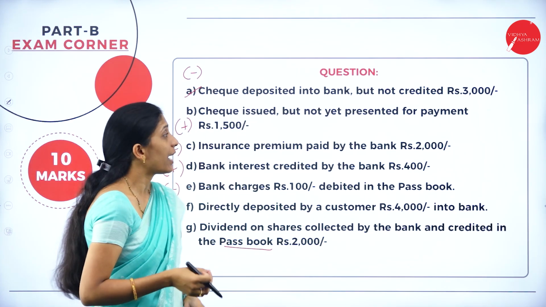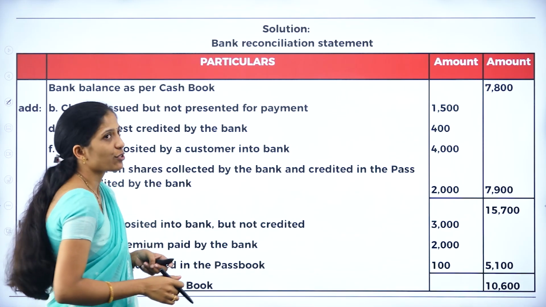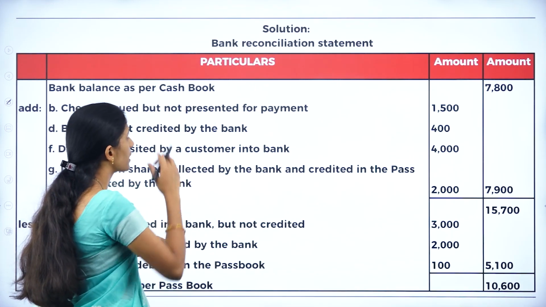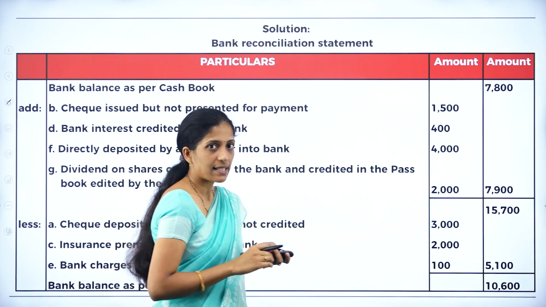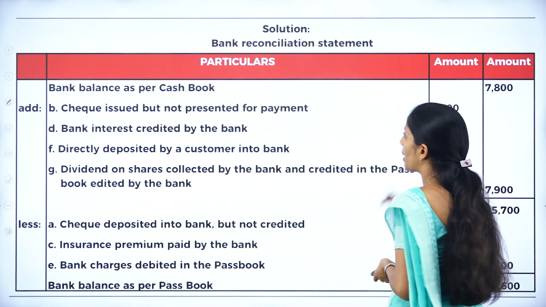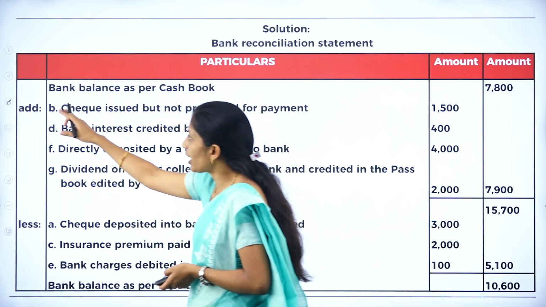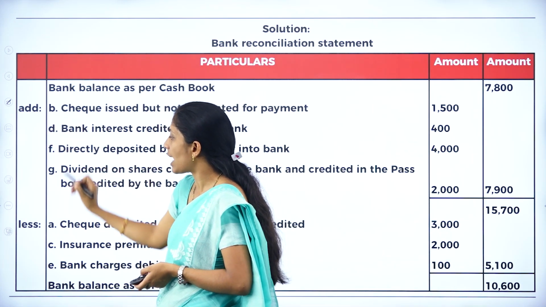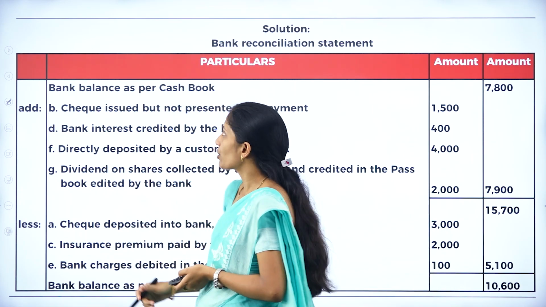Now, let us see how we have to write the solution here. This would be the format of the bank reconciliation statement. You will write the heading, bank reconciliation statement, and the format is simple. You will have particulars and amount columns, and a column where you write add as well as less. So, how do you start?